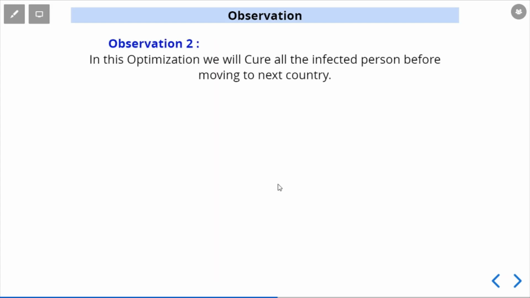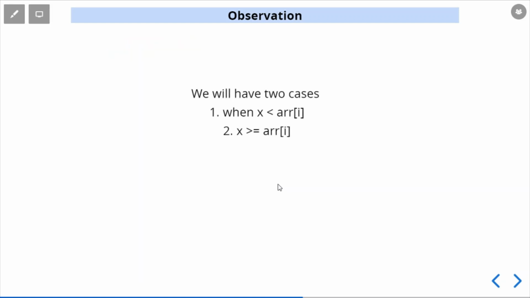Now let's move on to observation 2. In this optimization, we'll cure all the infected people before moving to the next country. So if we are on one single country, then before moving to the next country, we'll cure all the infected people of that particular country. So how will we do this? We'll have 2 cases.